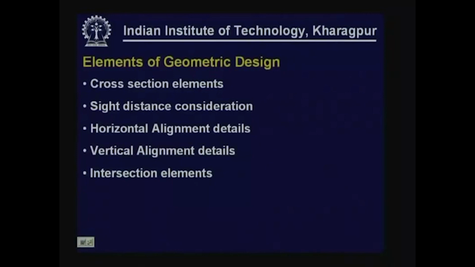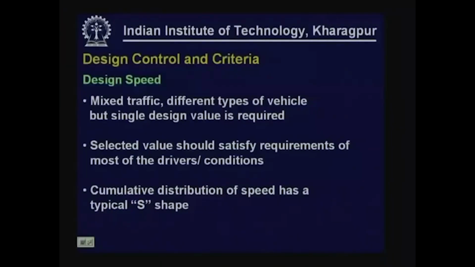We talk about the horizontal alignment details. Curves are an integral part of the system. So, proper design of horizontal systems or horizontal alignment is necessary. Similarly, vertical alignment details and intersection elements. So, we will discuss different geometric components, different elements for cross section, sight distance, horizontal alignment, vertical alignment and also intersection elements.